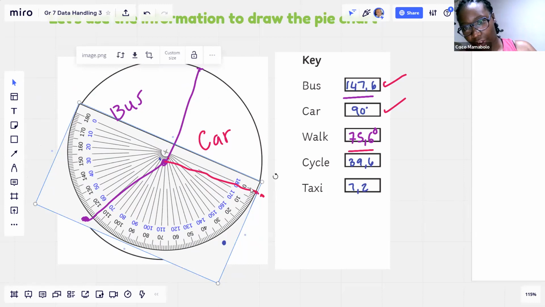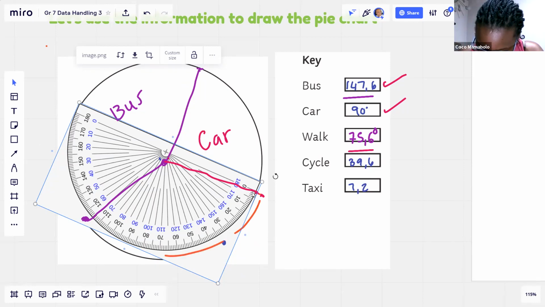Okay, ma'am. And then from here, I'm going to calculate. I'm going to look from 0, and I'm going to go around this way. And because my walk says I've got 75.6 degrees, I'm going to go all the way to 50. We're going to go past 50, 70.